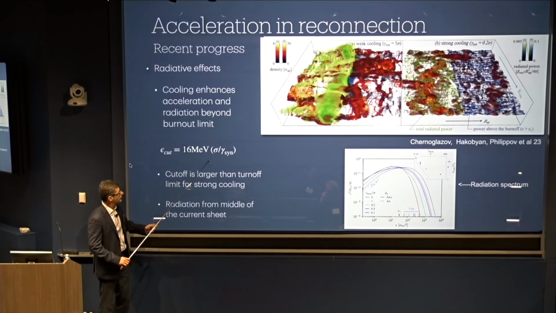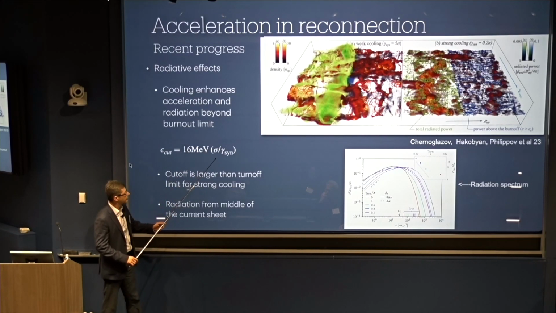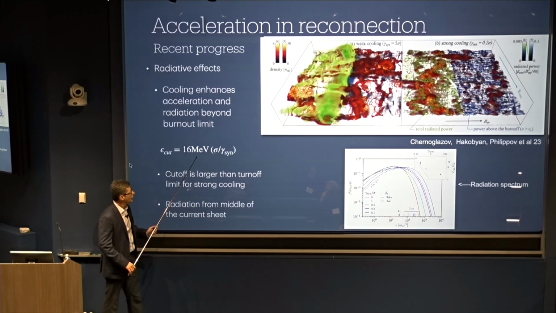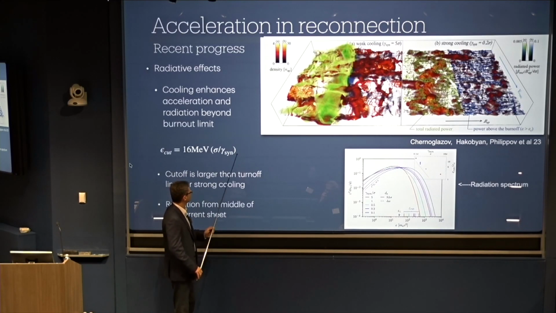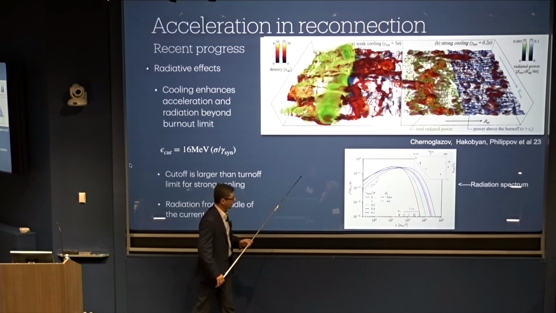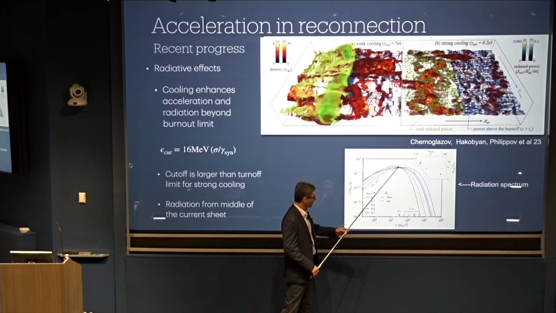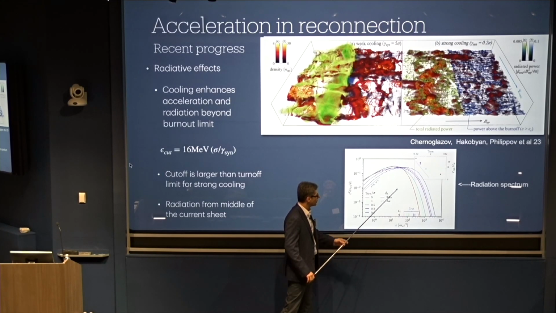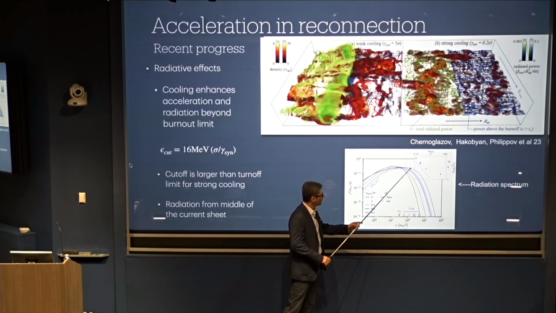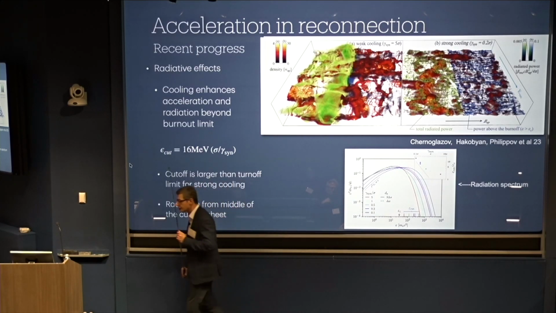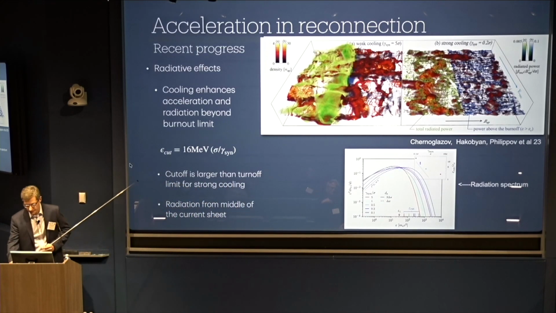So an exciting finding was that you can actually exceed the synchrotron burn-off limit, go above 16 MeV, by this ratio of magnetization to the synchrotron cooling gamma, so the gamma where you're accelerating at the rate of your radiation. This was shown in this plot. Here you can see as you increase the cooling, the cutoff actually moves to higher energy. This is a bit counterintuitive, but it seems to be quite a robust effect.